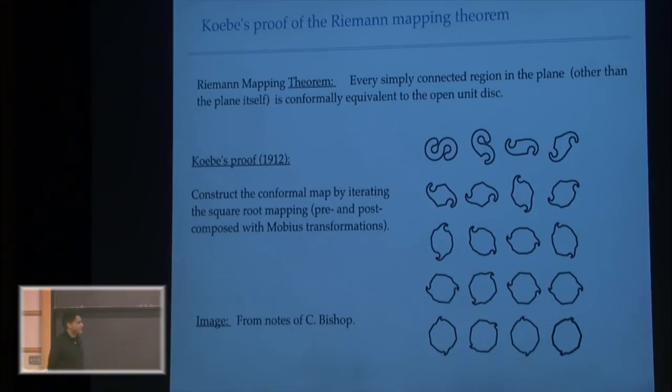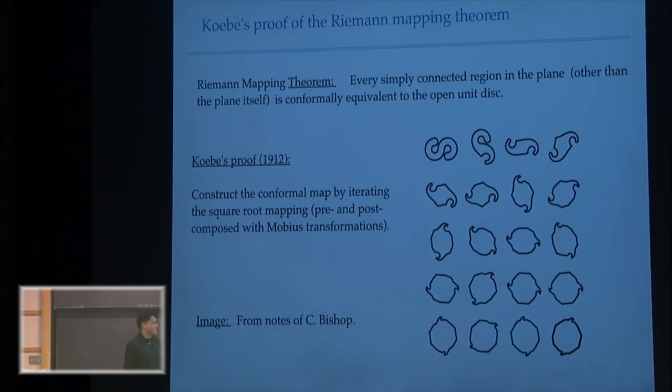In some sense, I didn't know what to expect of the audience, so I thought I would start with the very beginning. I've always loved the dynamical systems proof of the Riemann mapping theorem, the first complete proof. The Riemann mapping theorem says that every simply connected region in the plane, other than the plane, is conformally equivalent to the open unit disk. Koebe's proof is an actual construction of the conformal map by iterating the square root mapping.